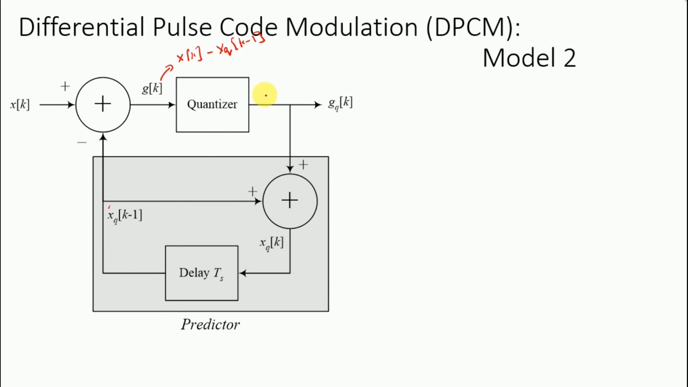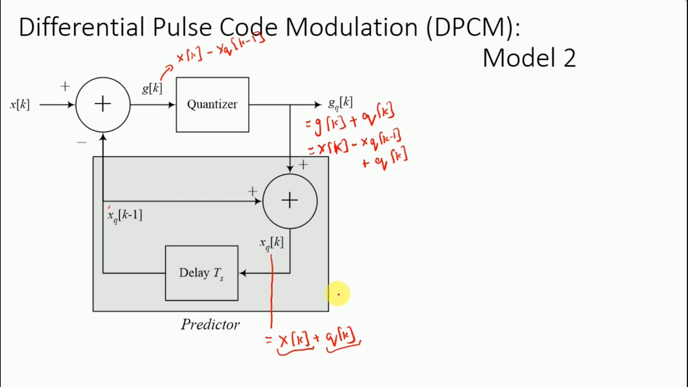And next, at the output of the quantizer we would have gq of k, that is the quantized version of this signal g. So this is equivalent to g of k plus the quantization noise, which is simply q of k. Taking the value of gk from here, we have x of k minus xq of k minus 1, plus the quantization noise q of k. If this adds with xq of k minus 1, the two xq of k minus 1 terms will cancel off, and over here you would have simply x of k plus q of k. So you will get the original signal x of k plus the quantization noise, which is not avoidable. This formulates the transmitter for model 2 of DPCM.